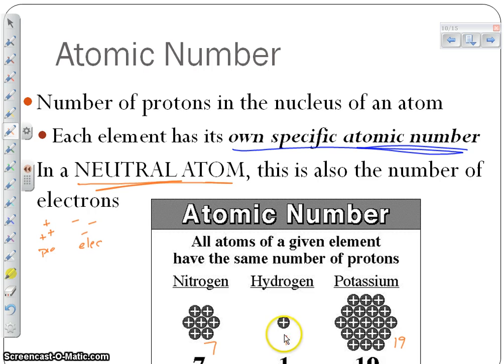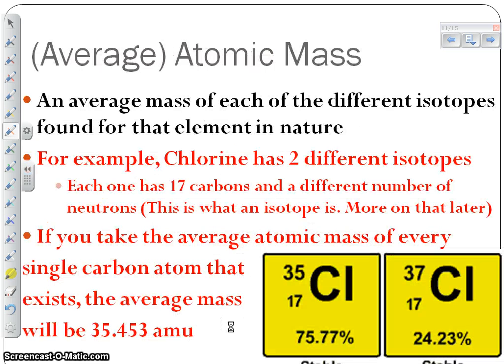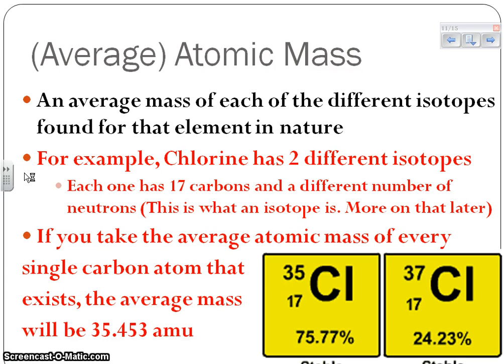Every hydrogen will have 1 proton. Every nitrogen will have 7 protons. Has to stay that way. When we get into the average atomic mass, basically what we're saying in this case is that the average atomic mass is the average mass for each of the different isotopes found in nature for that element.